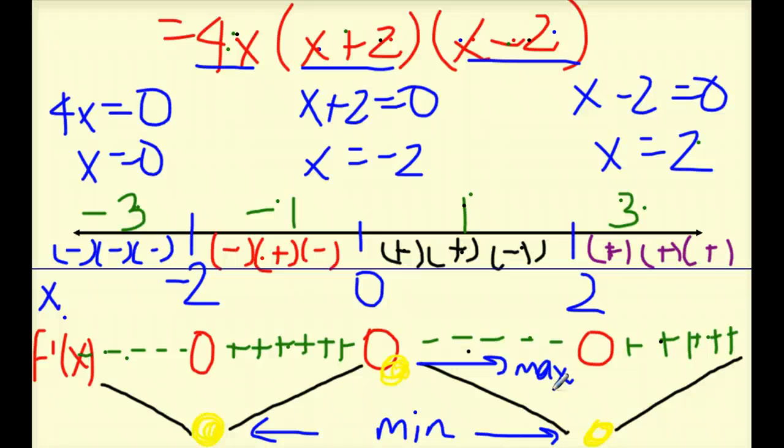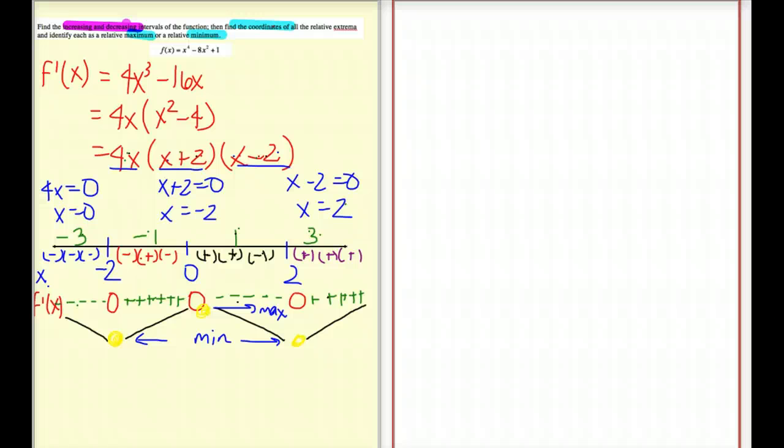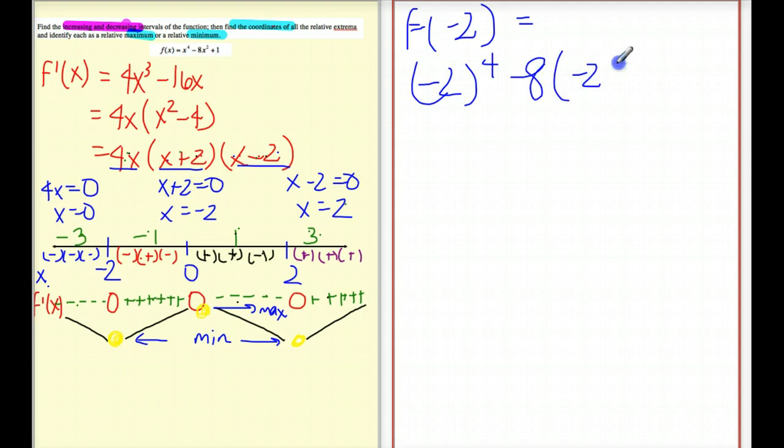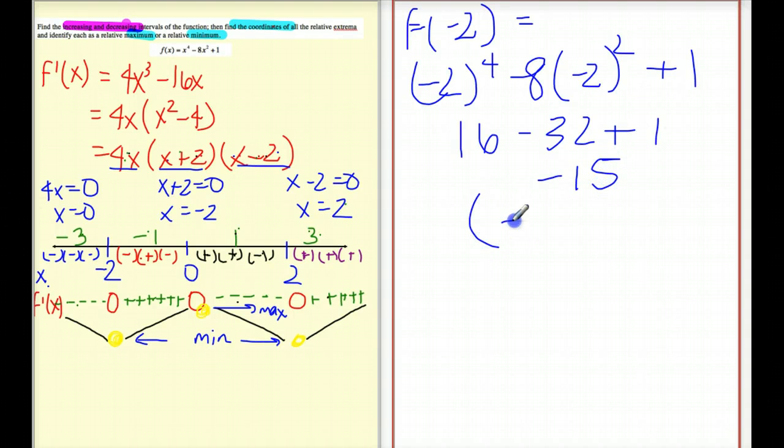And if I read the directions, it says I need to find the coordinates of these. So I have the x values. What I need to do now is find the y values. So if I find my y values, I need f of -2, and that is equal to -2 to the 4th minus 8 times -2 squared plus 1. 16 minus 32 plus 1 is equal to -16 plus 1, so -15. So this point is -2 comma -15. And this is one of my minimums.